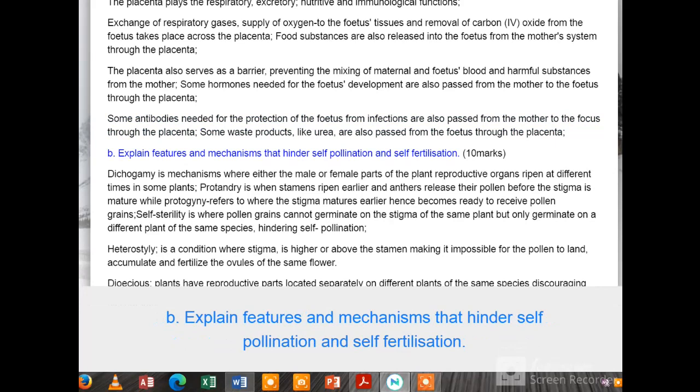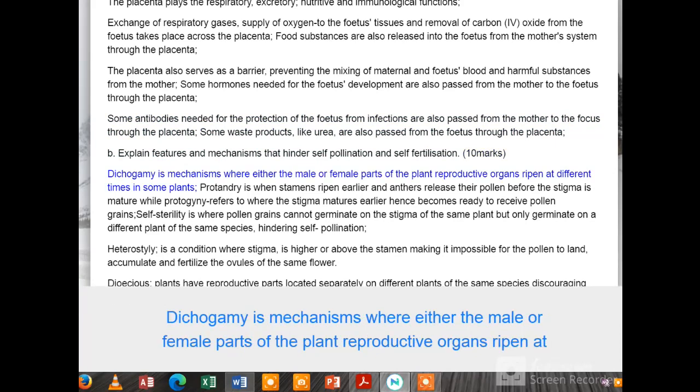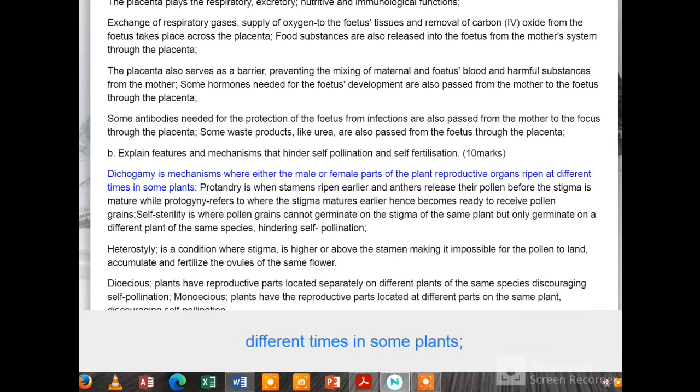B. Explain features and mechanisms that hinder self-pollination and self-fertilization. 10 marks. Dichogamy is a mechanism where either the male or female parts of the plant reproductive organs ripen at different times in some plants.